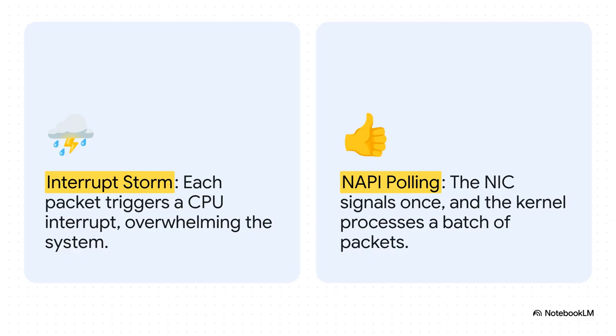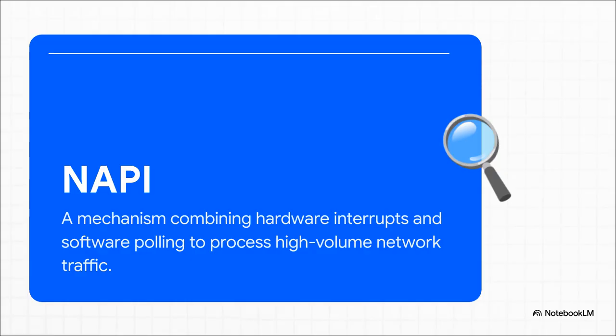The modern solution is something called NAPI. With NAPI, the network card basically just raises a little flag that says, hey, a whole bag of mail just got here. The kernel sees that one flag and then comes over to process the entire batch all at once. It avoids thousands of tiny individual interruptions. It's so much smarter. Now, the really crucial thing to get here is that NAPI is a hybrid approach. It uses a single hardware interrupt to get its attention, to kick things off, but then it immediately switches to software polling, which is just actively checking for more packets.